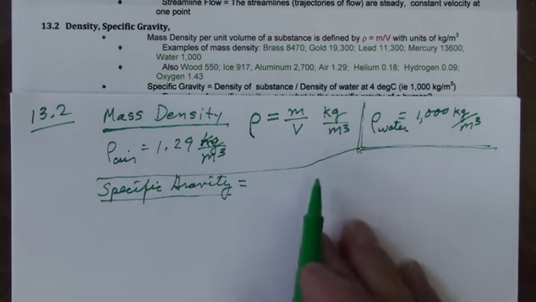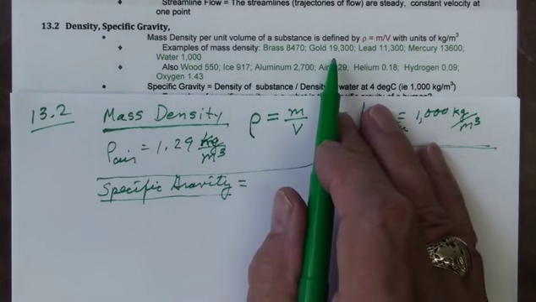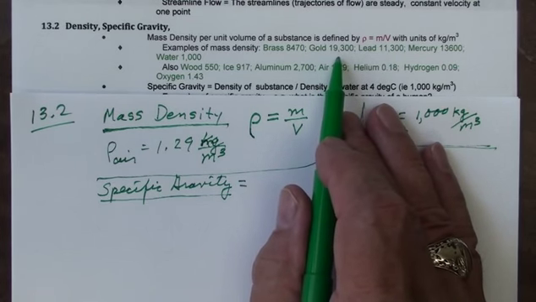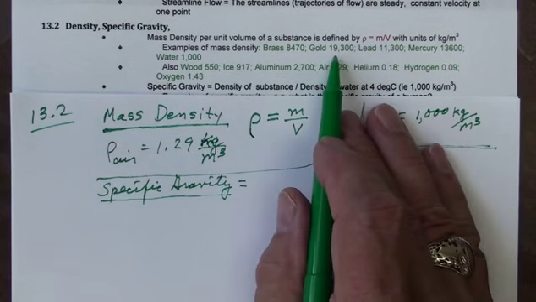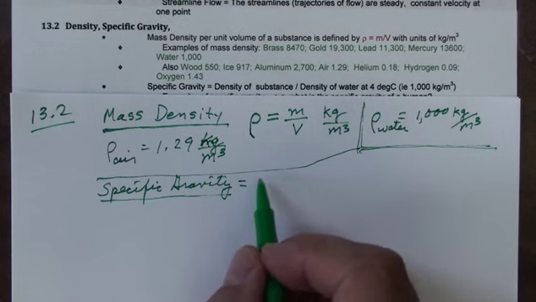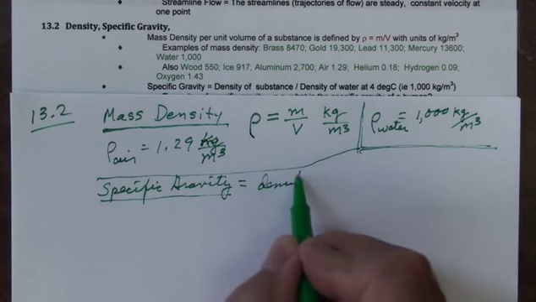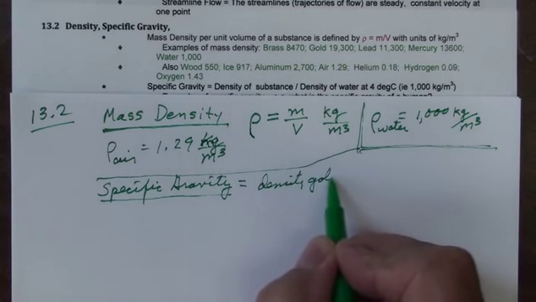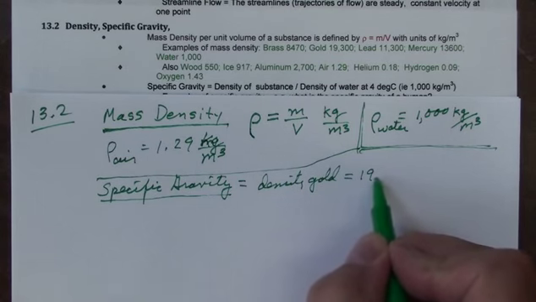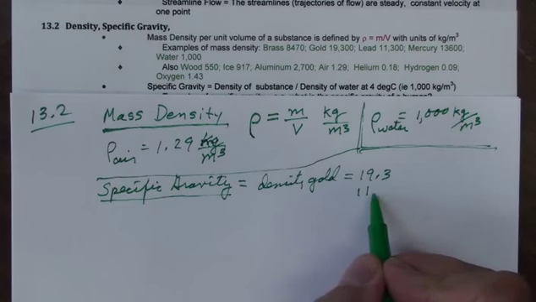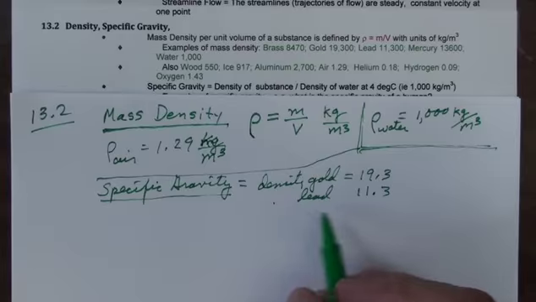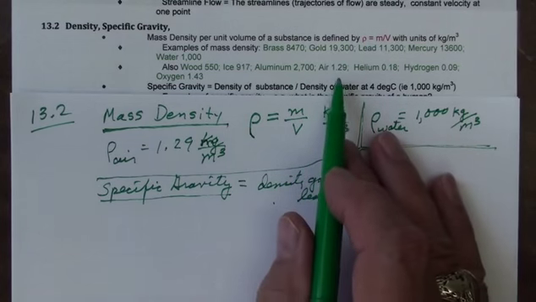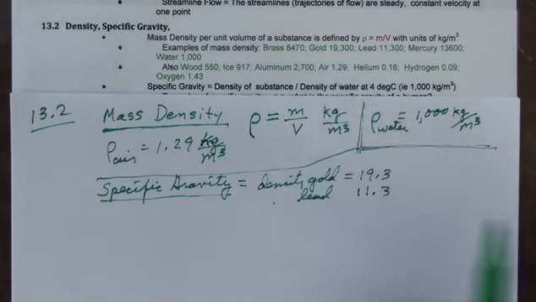And so if we look at gold, that would be 19,300. If we divide that by the density of water, 1,000, we get 19.3. So we would say the specific gravity of gold is equal to about 19.3, whereas lead is 11.3. And of course, air is something like 1/1000th, so it is very, very small.